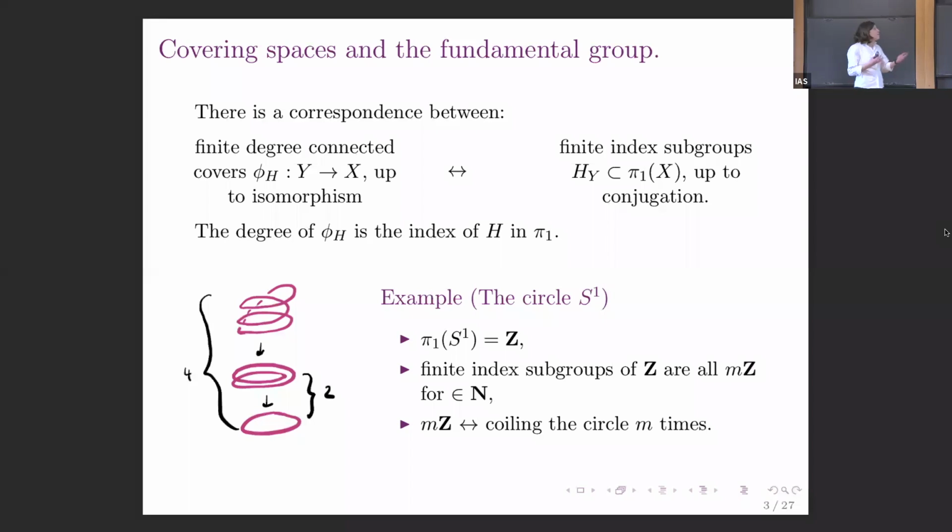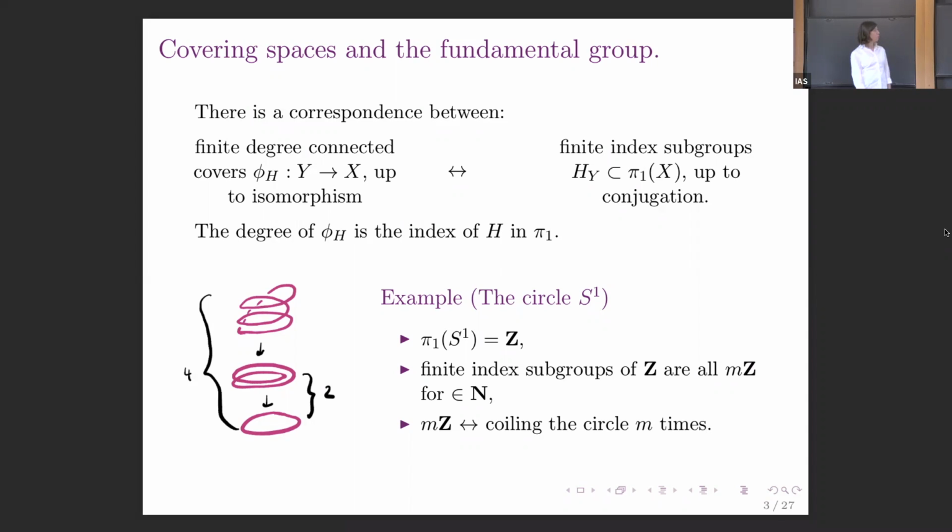And to give you an idea how this correspondence works, the only invariant we've talked about so far, the degree, is actually the index of this finite index subgroup. So, okay, here's an example. The circle has fundamental group Z, right? The loop just goes around the circle in one of two directions a certain number of times.